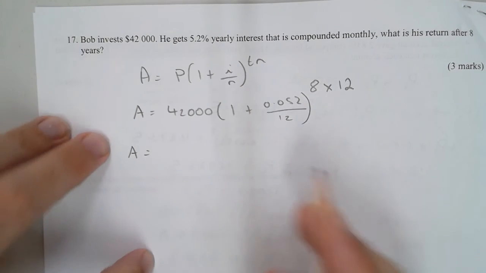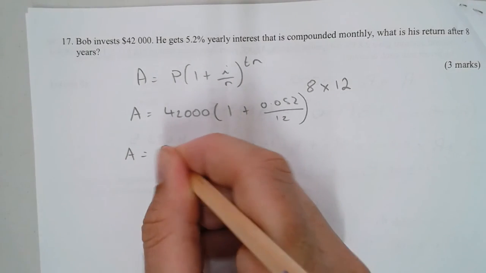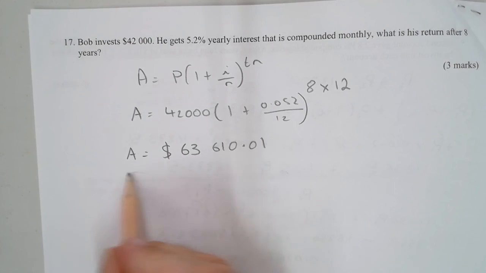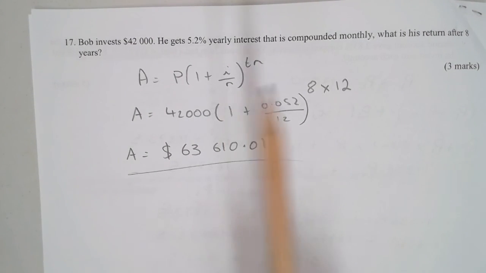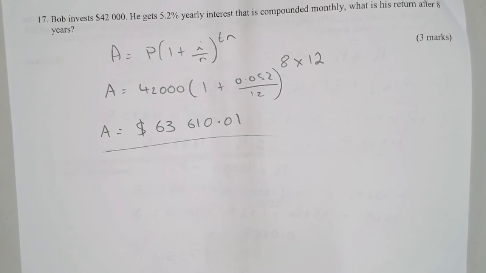We just type it into the calculator. Let's do this bit first. So 0.052 divided by 12 plus the 1 to the power of 8 times 12, which is 96, which I'm then multiplying by 42,000, gives me my final answer of $63,610.01. So really it's just knowing the compounded monthly formula there, and that's how you get 100% on the financial maths.